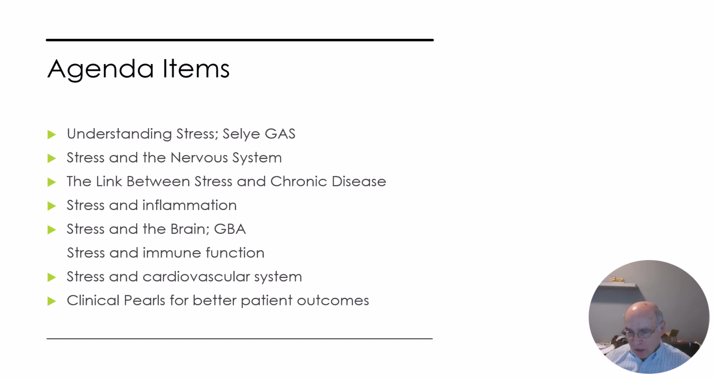We're going to look at stress and we're going to talk about Selye's general adaptation syndrome. We're going to look at the relationship between stress and the nervous system. Of course, we're going to look at the role of stress in chronic disease, stress and inflammation, stress in the brain, or what's referred to as the gut-brain axis, this communication between the gut and the brain, and stress in the immune system. How does stress over time impact the immune system? First, how it relates to the innate immune system, and then the adaptive immune system.